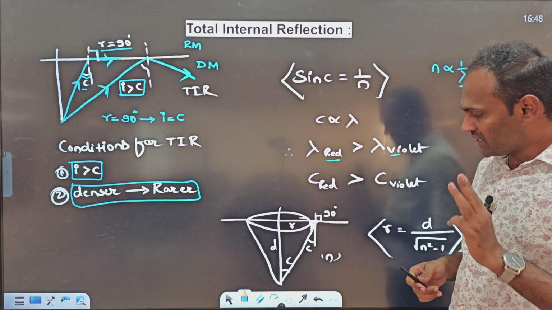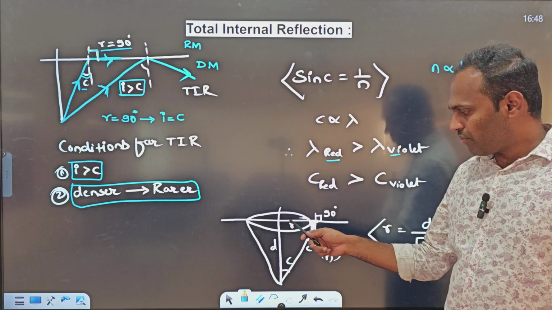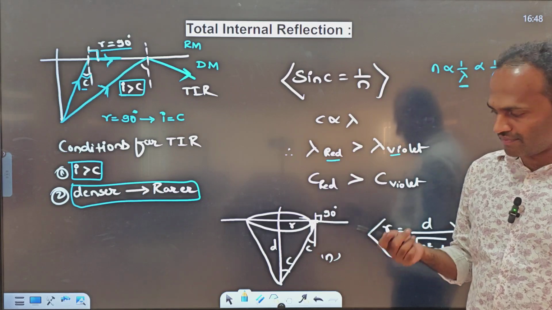So they will ask you three things here. Either they will ask you how much is the semi vertical angle, that is the critical angle, or how much is the radius. This they will ask.